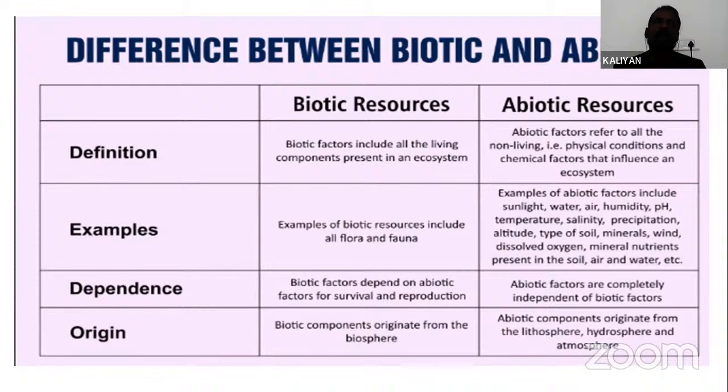Example: biotic resources include all flora and fauna. Abiotic examples are sunlight, water, humidity, pH, temperature, salinity, precipitation, altitude, type of soil, minerals, and so on. Biotic resources depend on abiotic factors for survival and reproduction. Abiotic resources are completely independent, but biotic resources depend on abiotic resources. Biotic components originate from the biosphere, and abiotic components originate from the lithosphere, hydrosphere, and atmosphere. So these are the major differences between biotic and abiotic.